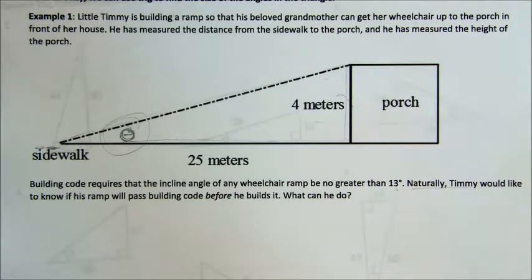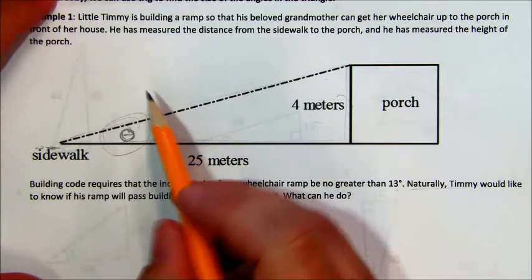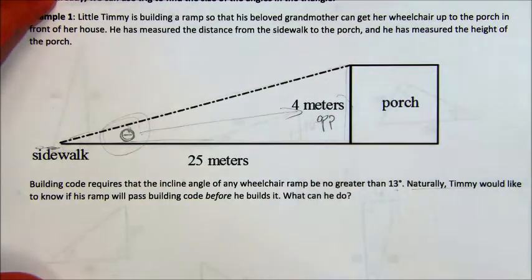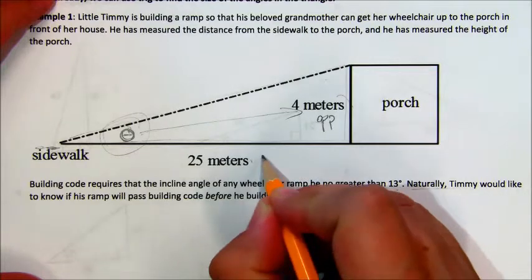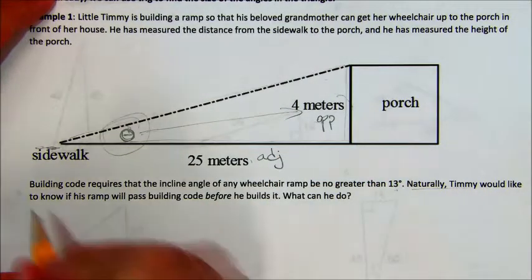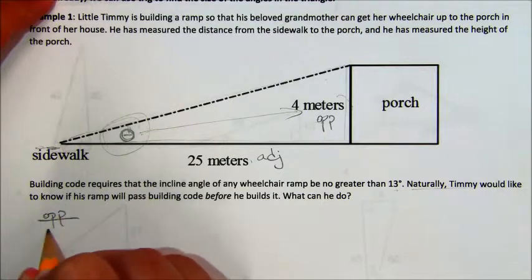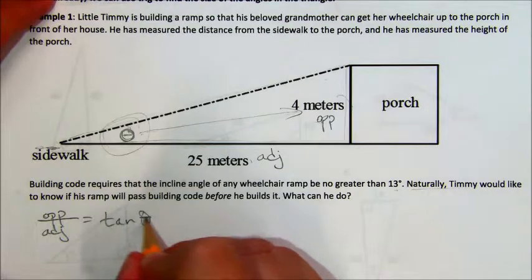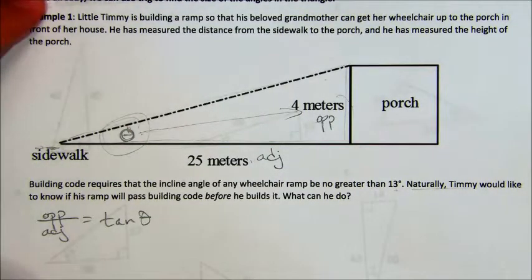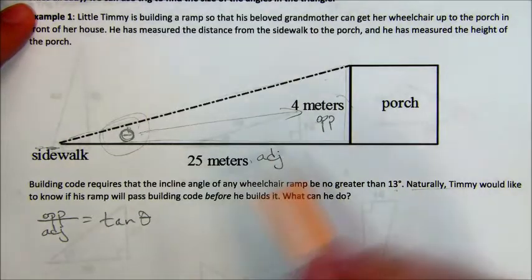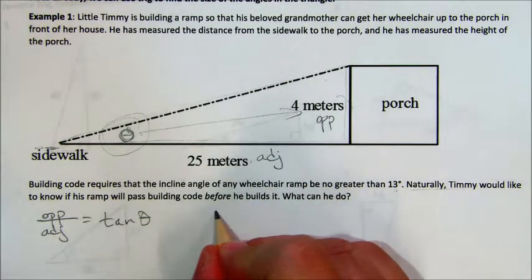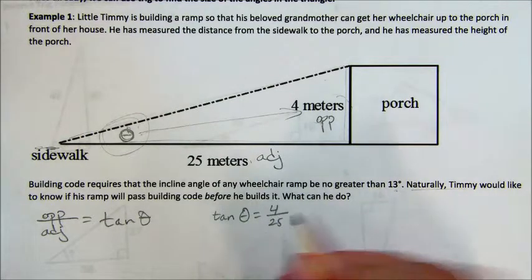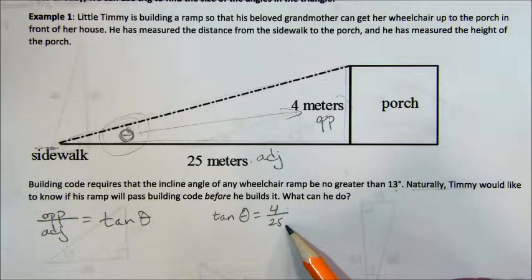Now, we're going to look at the case. We've got this angle here, and 4 meters is our opposite side. I'm going to mark that here. 25 meters is my adjacent side. Opposite over adjacent equals tangent, in this case the tangent of this angle theta. So I know that tan theta equals 4 over 25, opposite over adjacent.